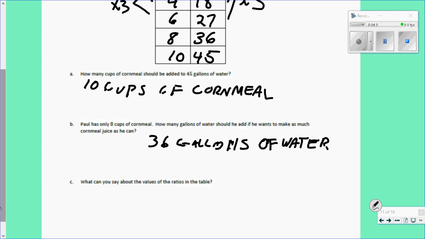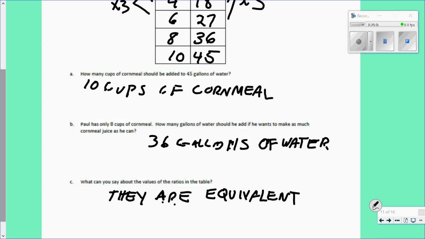The number 3, the 7, 5. That's true, but that's not quite the answer. No, bam, there it is. They're equivalent. They're all equivalent, okay? So if you were to divide them all out, they'd go back to the original ratio, right? So they're all equivalent.